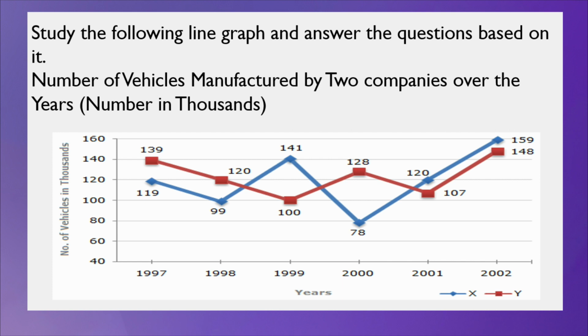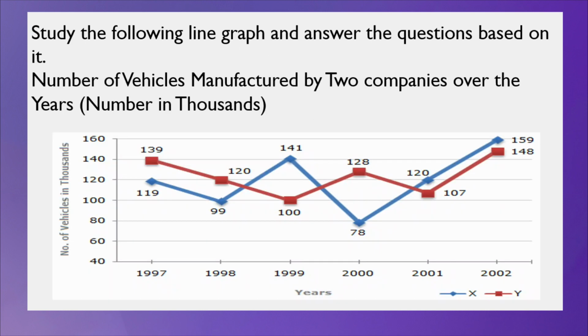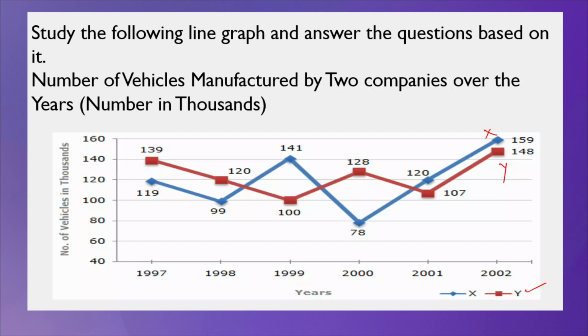So, what kind of question is asked in the examination, we will see. What is the difference between the number of vehicles manufactured by company Y in 2000 and 2001? This is X and Y. Y is the red color, this is Y and this one is X. X company, this is Y company. So, you have to find the difference between 2000 and 2001 for the Y company.